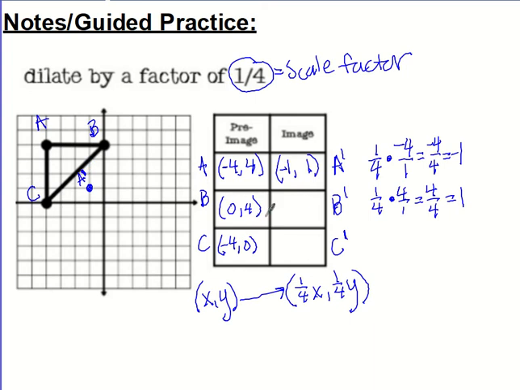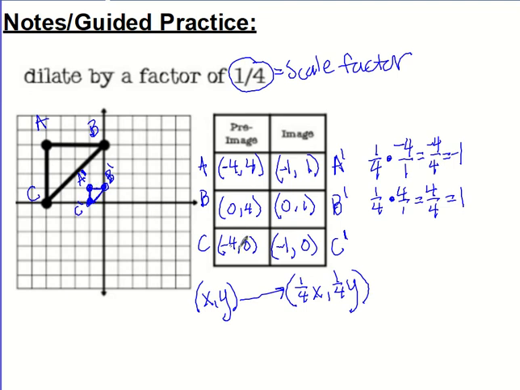We know that 0 times a fourth will just get me 0. And we already did 4 times a fourth. It's right here. It was 1. That's what's really nice about this: a lot of the time the points are the same, so we don't have to multiply everything. I already did 4. It's right here. It's 1. So B prime goes right here. And then the same thing happened for C. C prime was at -4. We already did that. It got me -1. And we know that 0 times a fourth is just 0. So it goes right here.